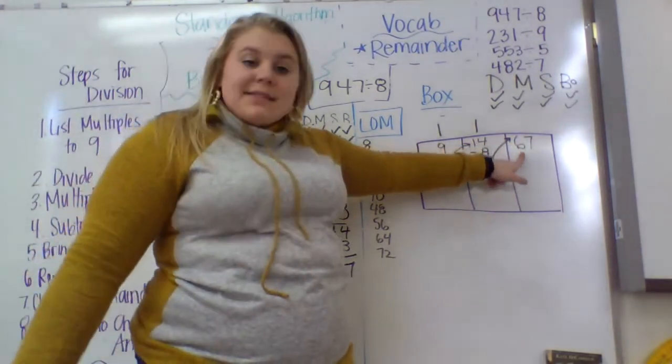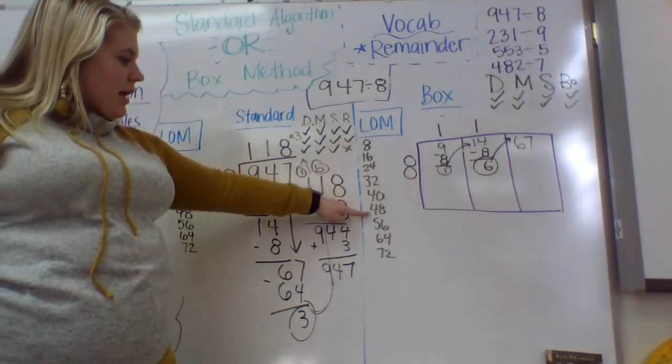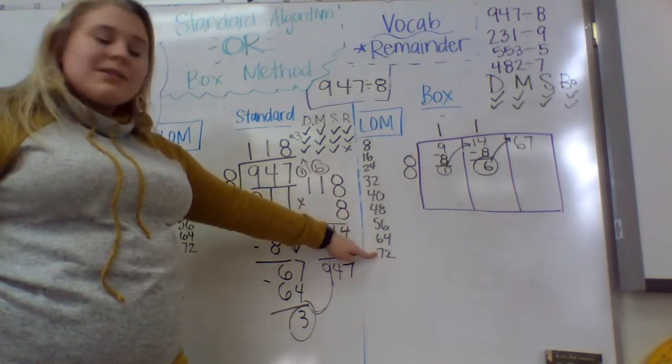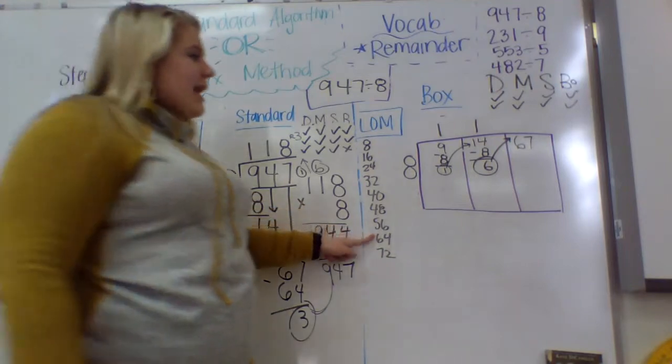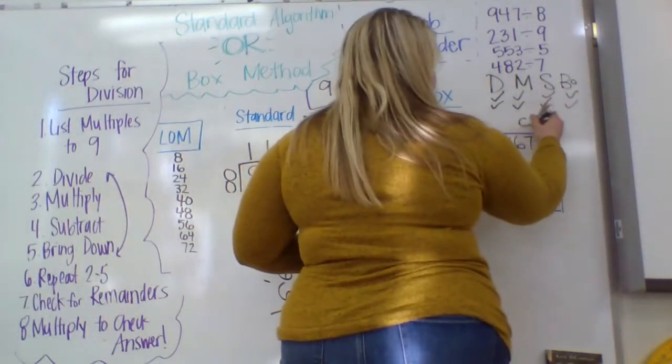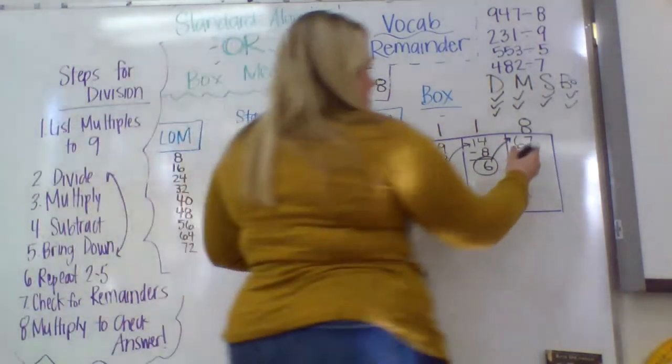I've got 67. How close can I get to 67 without going over? Let's see. Well, I'm getting close. 64 is really close. 72 is too much, so I need to go back. 64 is 8 times 8. That means 8 can go into 67 8 times. 8 times 8 is 64.